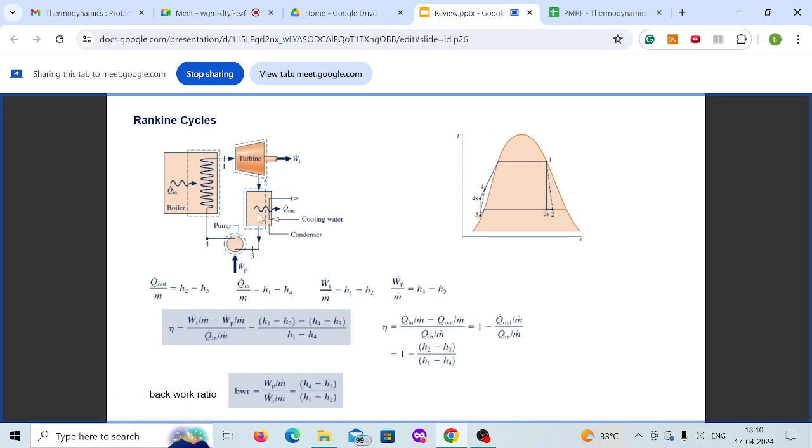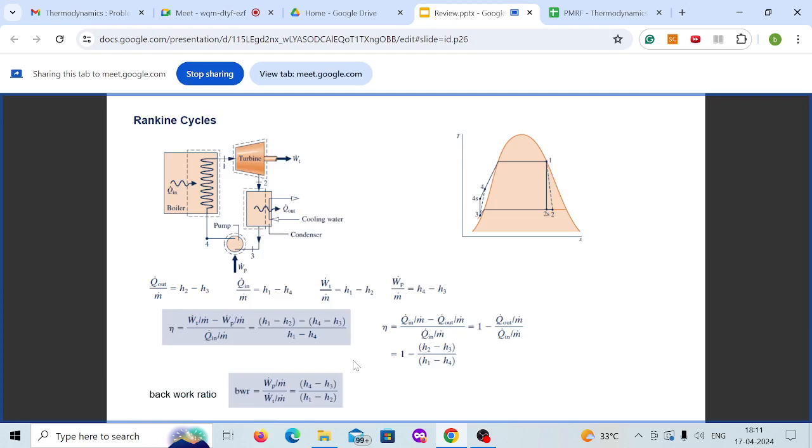And there is also a term called the back work ratio. The back work ratio is the pump work divided by the turbine work, that is, the ratio of the work which you are generating that is used to run the plant. So that's what this means.